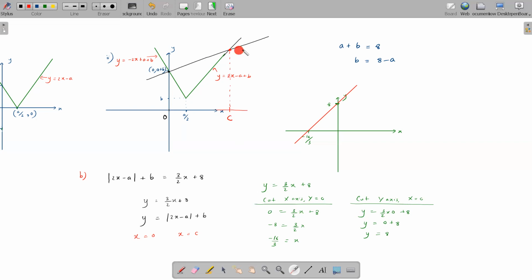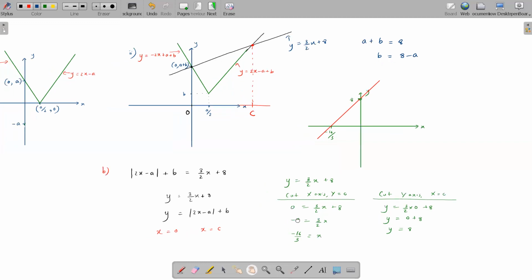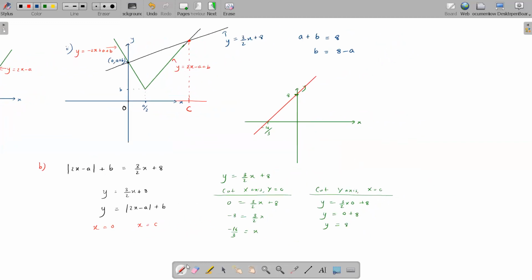Obviously, you have to solve the pair of lines simultaneously. This is y equals 3/2x plus 8, and this is y equals 2x minus a plus b. Can you see why I named the graphs? Naming the graph is important, because when you come over here, you immediately know what you are working with. So I take these two graphs and solve them simultaneously, and I find this x cutting point. Are you with me? Is it too much? No, teacher.